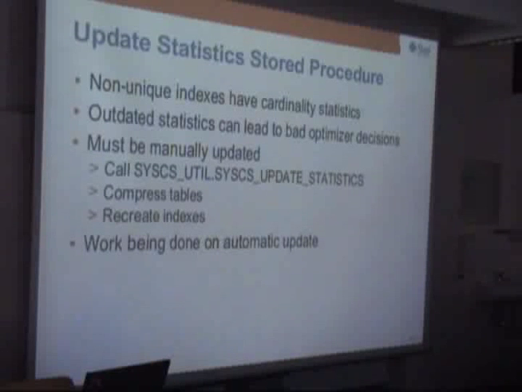As I said, Derby uses a cost-based optimizer, and non-unique indexes have cardinality statistics, and when these are severely outdated, the optimizer makes stupid decisions. So it is important to update these statistics, and this can now be done in 3 different ways. You can call a stored procedure, you can compress your tables, or you can simply recreate the indexes. We're also doing work on making the whole process automatic, as it really should be. So we hope to get this done in 10.6.